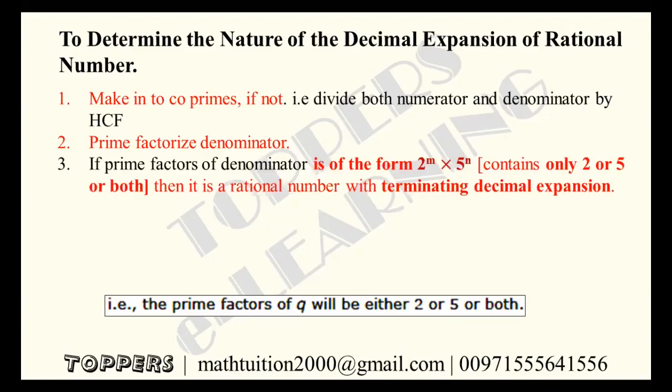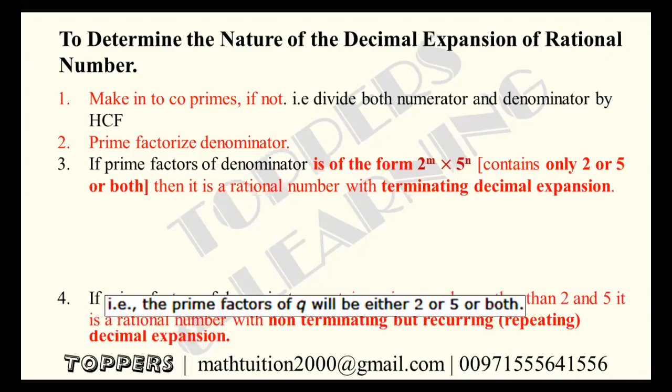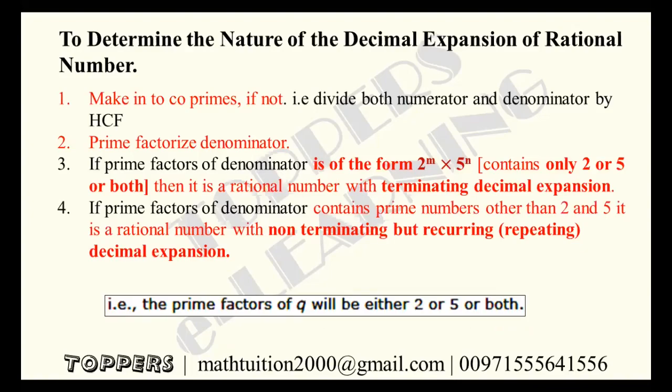If the prime factors of the denominator are of the form 2 raised to m into 5 raised to n, what is the meaning? It means it contains only 2 or 5 or both 2 and 5. Then it is a rational number with terminating decimal expansion. If the prime factorization of the denominator contains prime numbers other than 2 and 5, it is a rational number with non-terminating but recurring, meaning repeating, decimal expansion.